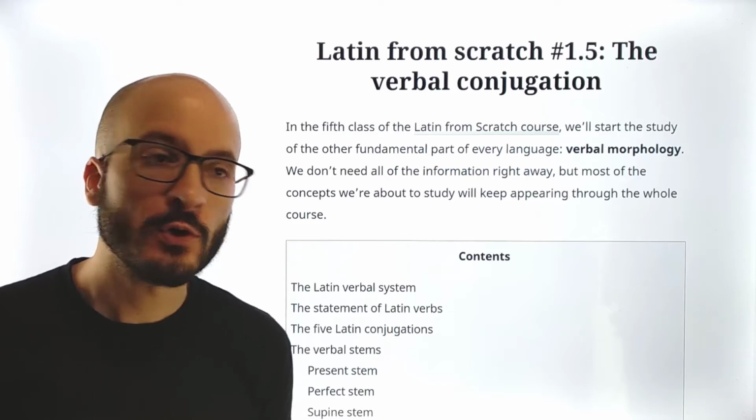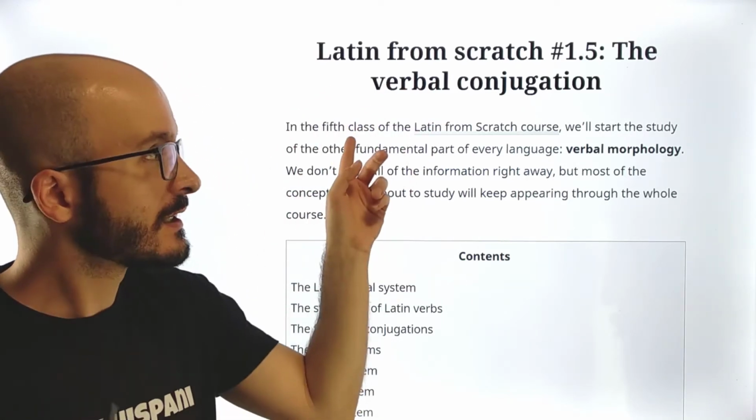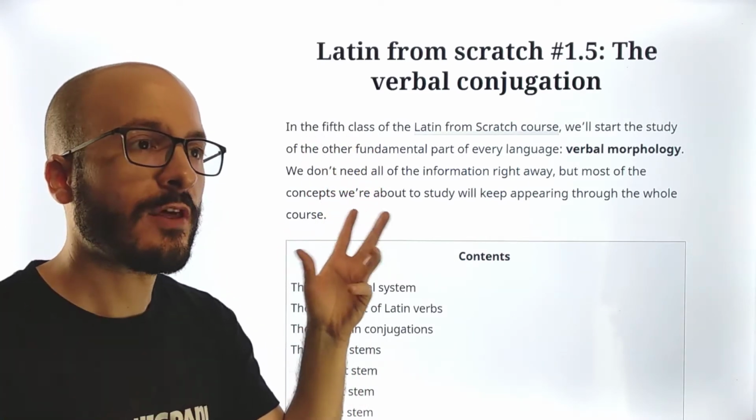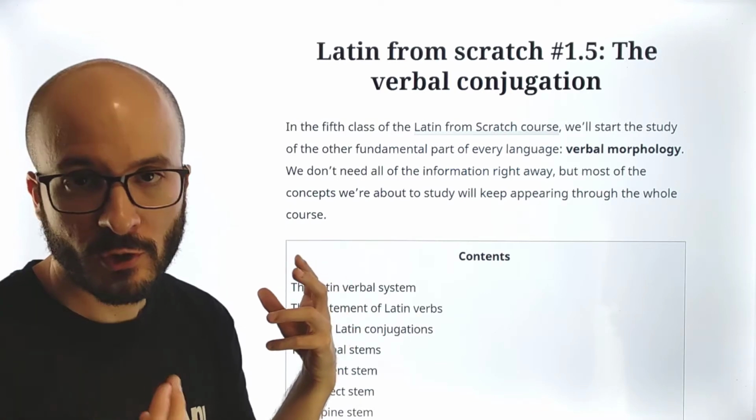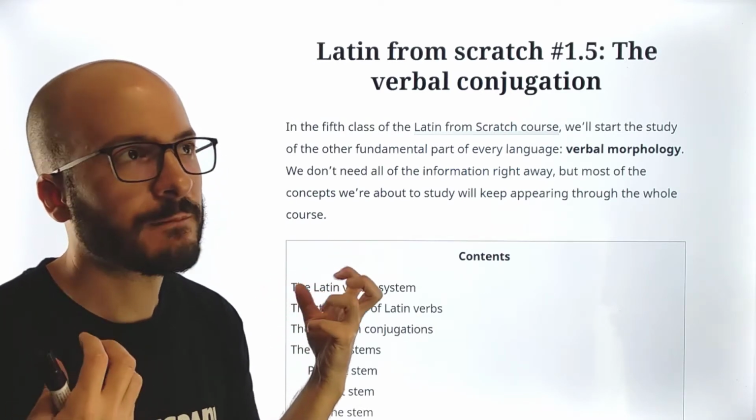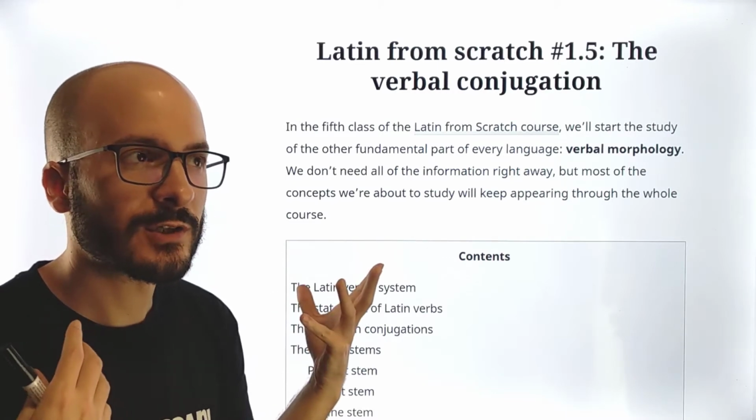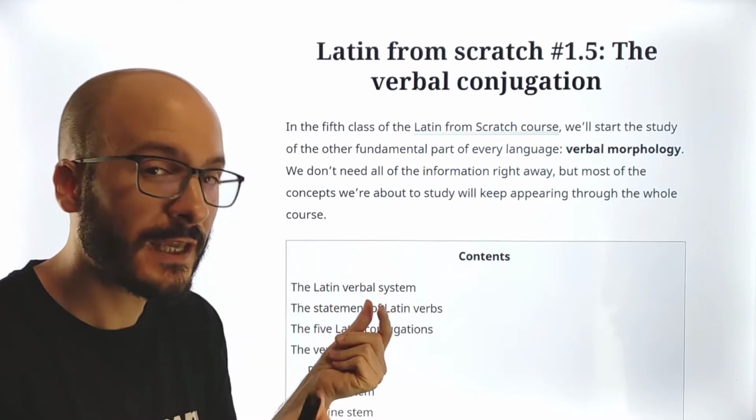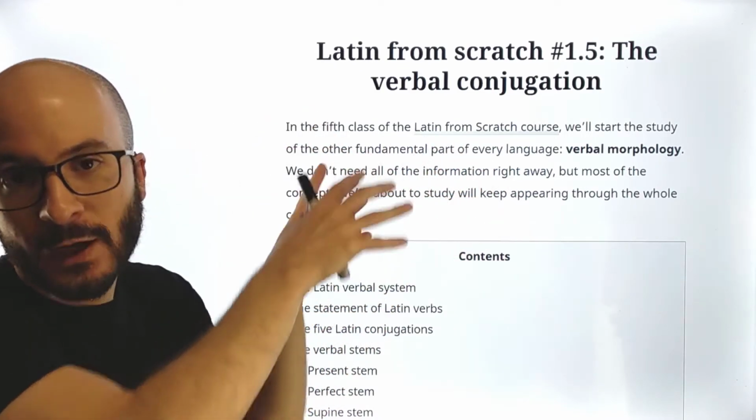Latin from Scratch course, 5th class, the verbal conjugation. This class is kind of similar to the 3rd class about noun morphology. We didn't really see this in the 0th class because it's not so important just to begin with, but we have to know this theory. So this is kind of the same, but about verbs.